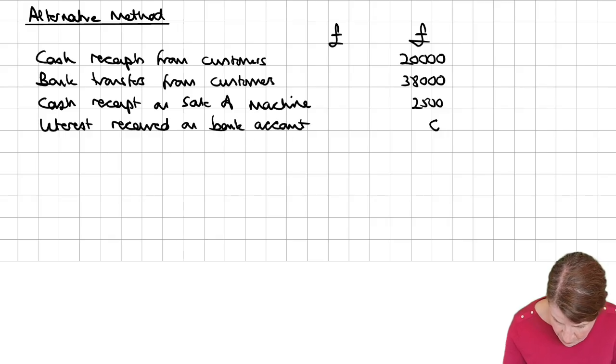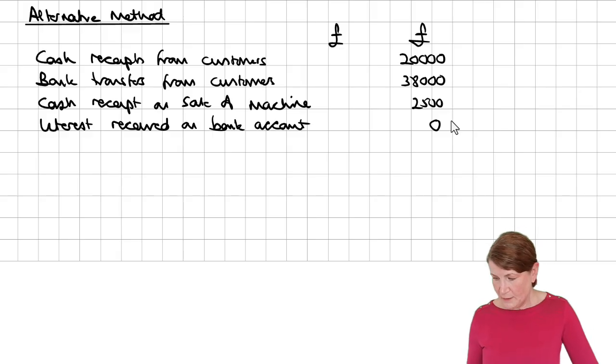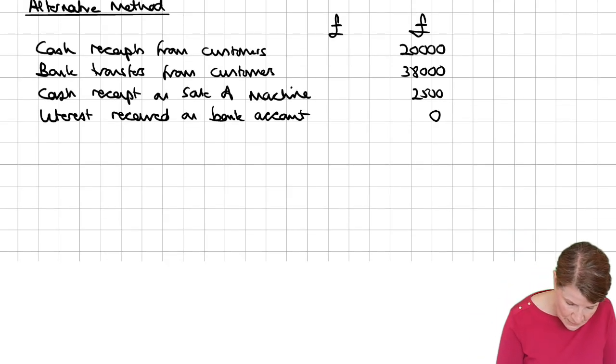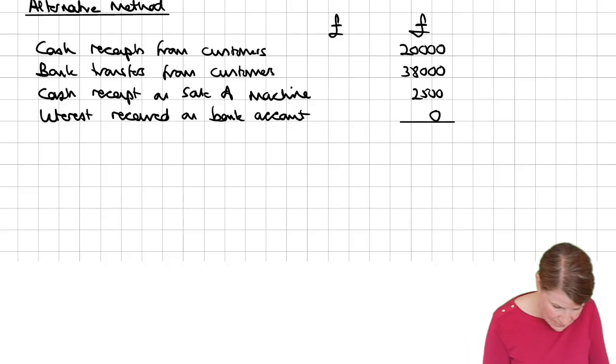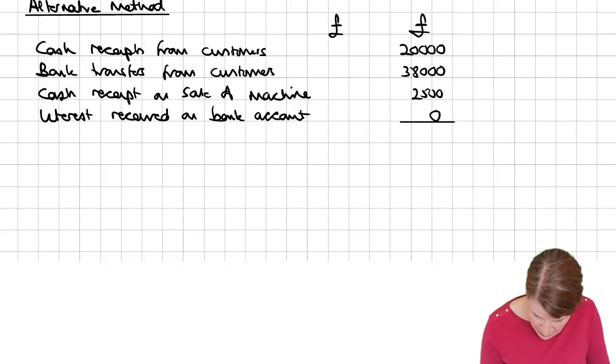And for that, I'm going to put a 0 to show that there's no adjustment in this case. There's no adjustment because, of course, interest received on a bank account is not trading income. So we're not going to include it as part of our trading profits. So that gives us a total of 60,500.